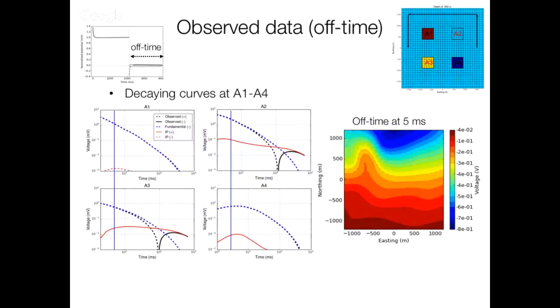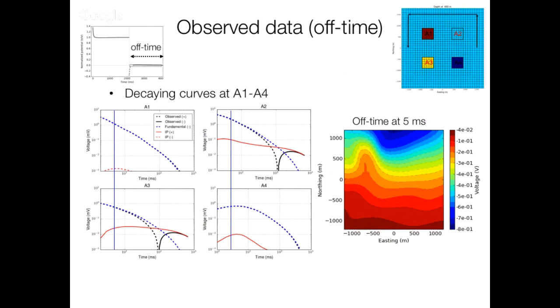So that's why we see A2, for instance, which was the same as the background, has this reversal in time, and you can see the IP effect coming over here. So that's a measurement just on top of A2? Yeah, this one's sitting right in the center. This decay curve is right in the center of A2, so it's someplace in there.